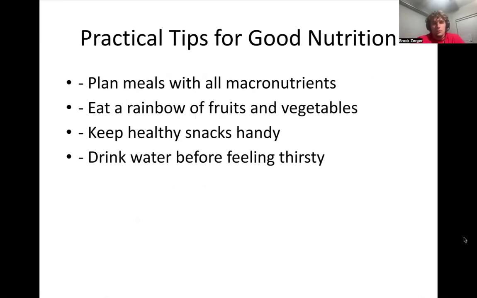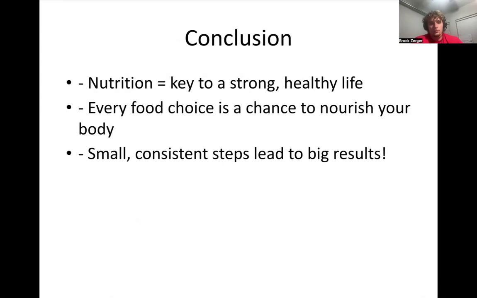So some practical tips for good nutrition as a whole. Like I said, all these things are very broad, but it's a good baseline for everybody. Plan meals with all macronutrients. Eat fruits and vegetables with lots of color. Keep healthy snacks handy. Like I said, that apple and peanut butter is probably a much better and healthier option for a snack versus candy. And drink water before you're feeling thirsty. You should be drinking water all throughout the day.